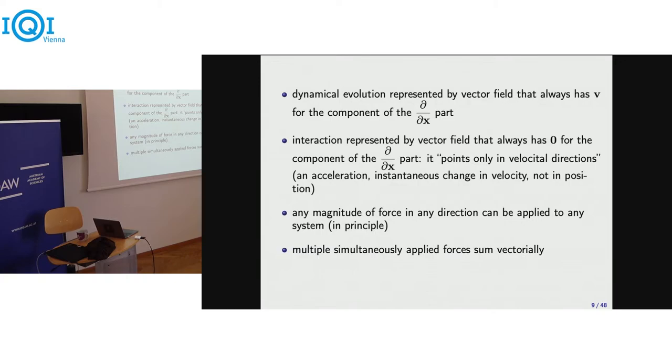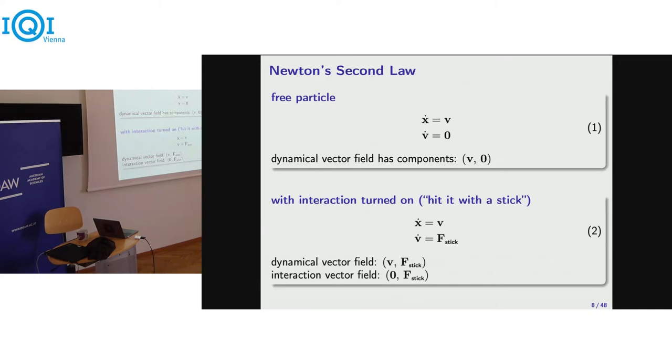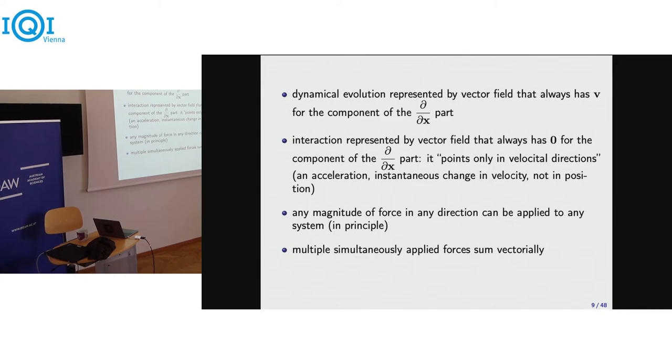A dynamical evolution is always represented by a vector field that always has v for the component of the d/dx part. The interaction represented by a vector field always has zero for the component of the dx part. It points only in velocital directions. It's an instantaneous acceleration, if you like. It's an instantaneous change in velocity, not in position.